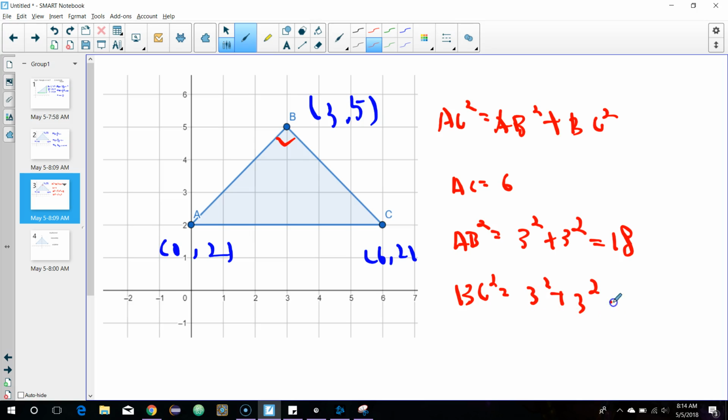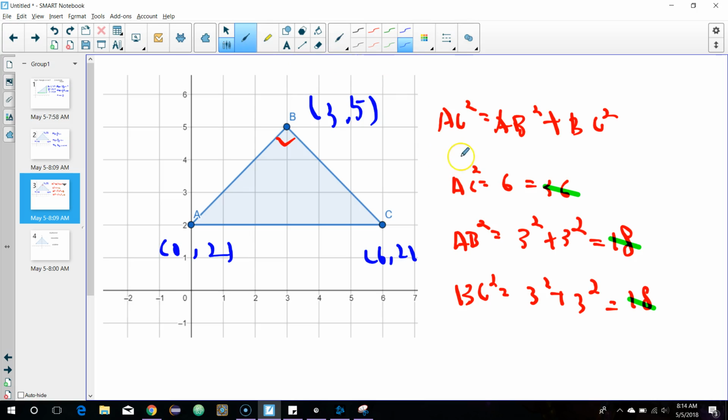That will be again 18. So let's go back. We are going to plug everything in as well. AC squared is going to be equal to 36. So we are going to plug these 3 data back into our Pythagoras theorem and see if it comes out the way we expect it to be.